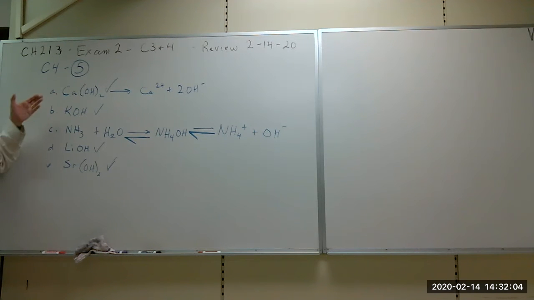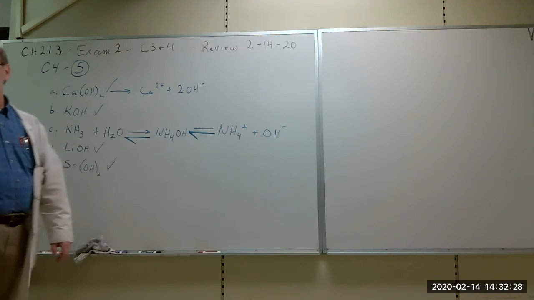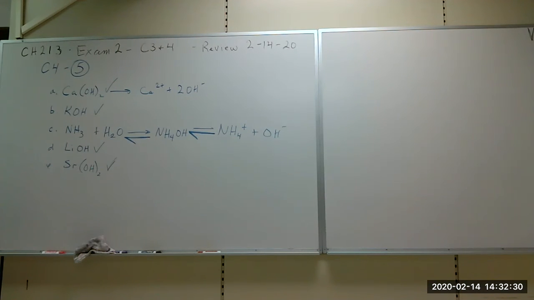Right? So calcium hydroxide and strontium hydroxide are only slightly soluble in water. But when they get in water, they break apart. Okay? But this one is a weak base because it does not produce a lot of hydroxyl, no matter how much is in the solution.